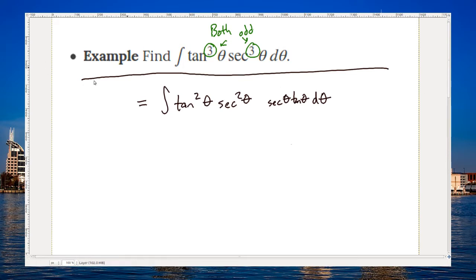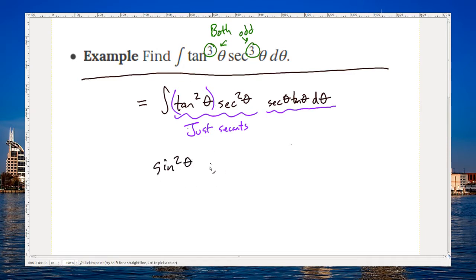Okay, so let me emphasize that since I have secant tangent, that's the derivative of secant, so I want just secants. That's all I want. And in particular, I need to get rid of this tangent squared thing. Now, if you don't remember that trig identity involving tangent squared, and I sometimes have trouble remembering it myself, I could just take the one I do remember, sine squared plus cosine squared equals 1, and then divide both sides by cosine squared.